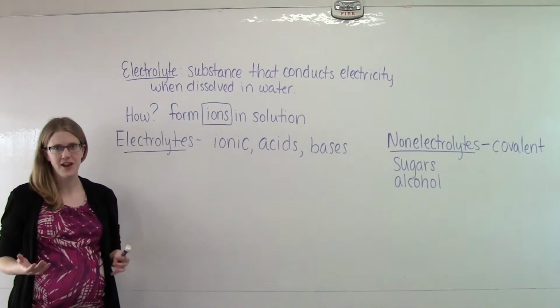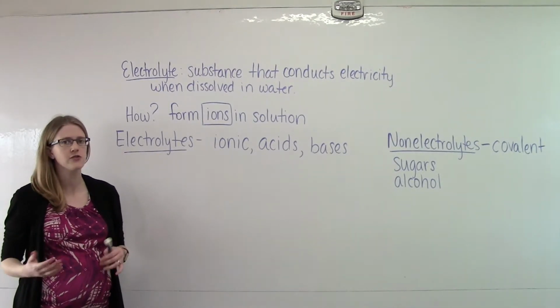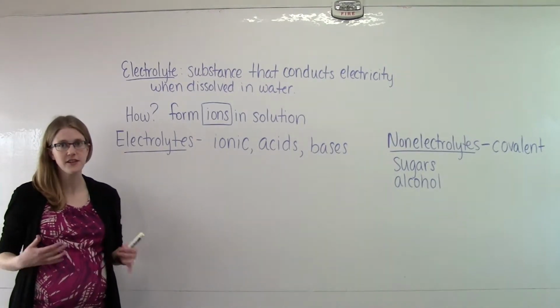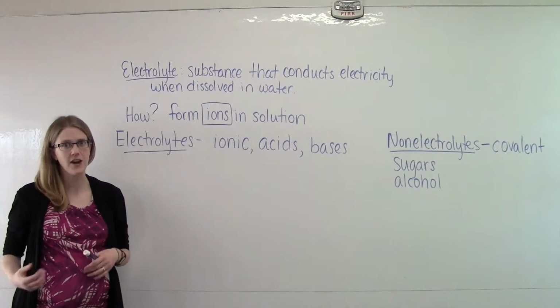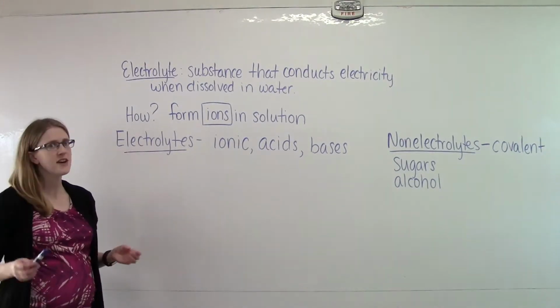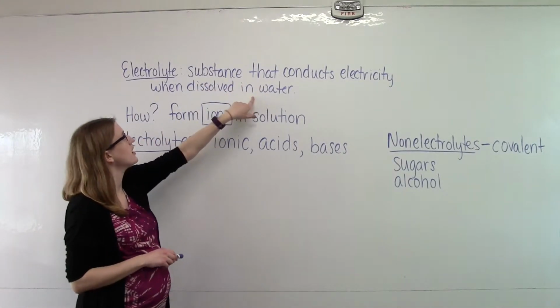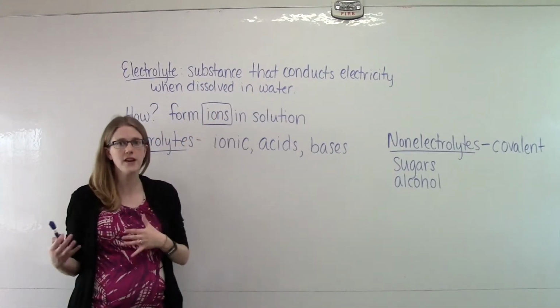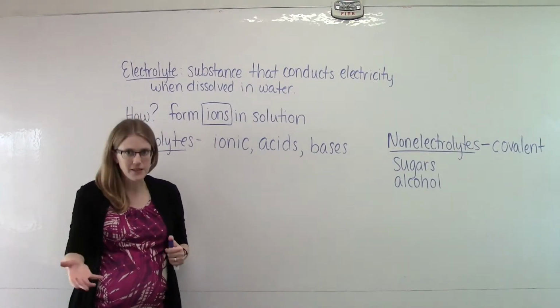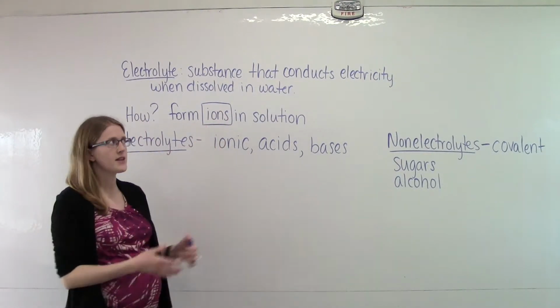Let's talk about electrolytes, what it means for something to be an electrolyte. Then we're going to discuss how to tell the difference between electrolytes and non-electrolytes. By definition, an electrolyte is a substance that conducts electricity when dissolved in water. So when it's dissolved in water, that solution will conduct electricity. That's what that's saying here.